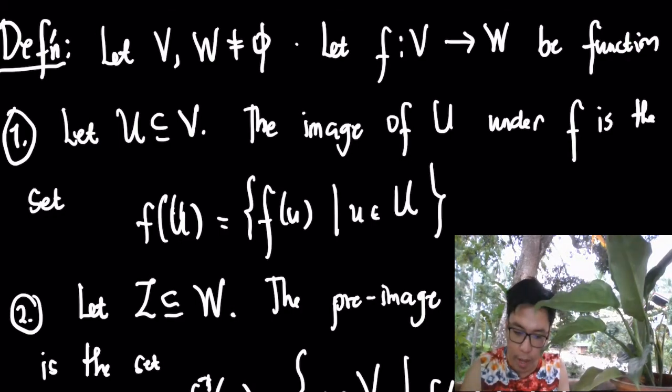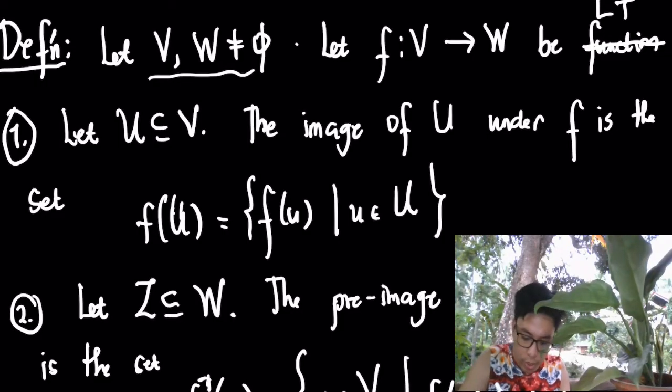So in this case, you're given non-empty vector spaces V and W, and your F from V to W is not just a function, but a linear transformation. So your U here is a subset of V. Instead of being just a subset, this is actually a subspace.